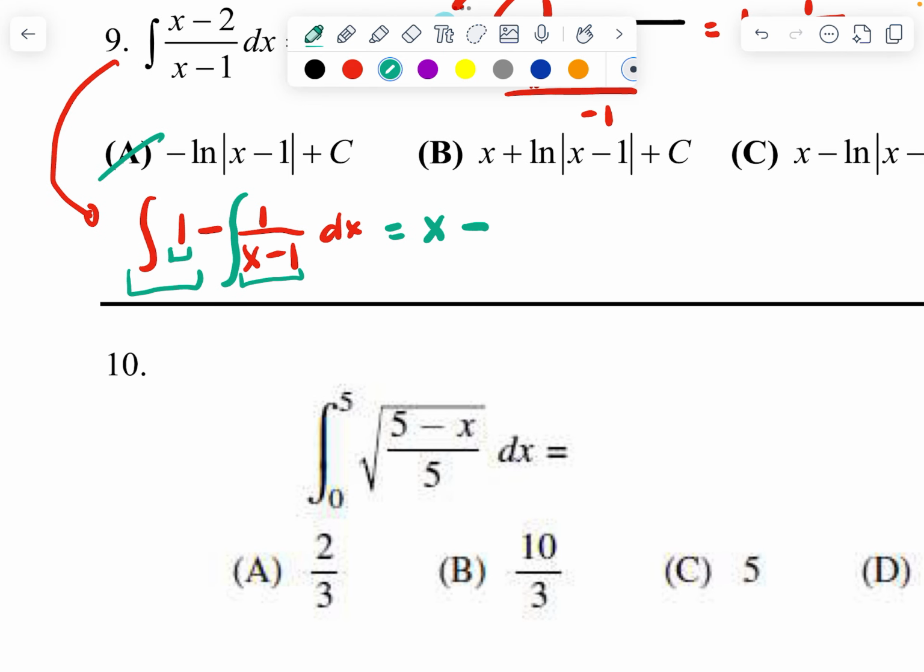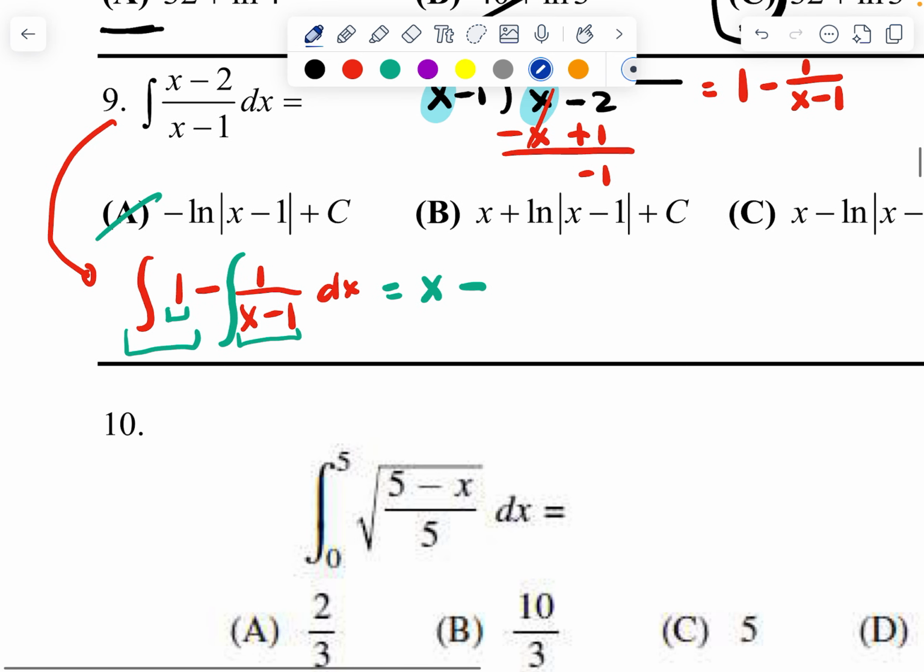Now to do this part, I'm going to have to do a u-sub. What do you think your u is going to be? So for this guy, I don't even know where to write this. My u is going to equal the bottom part here, the x minus 1.